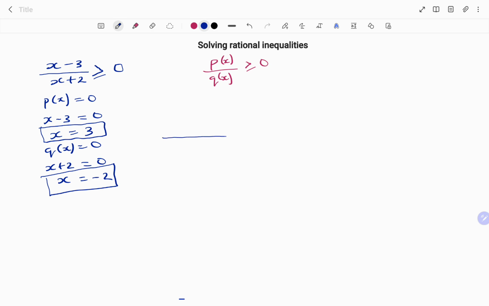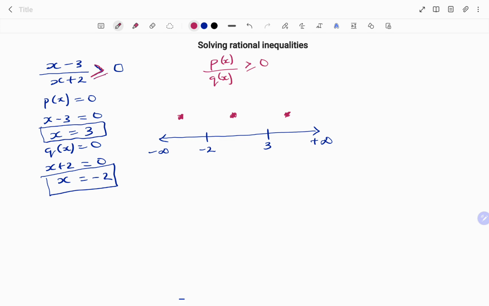If we have a number line, this is negative infinity, this is positive infinity. We have the points, or the solutions we got, x equals minus 2 and x equals 3. Because the inequality says greater than or equal to 0, we are looking for points on the number line that are greater than or equal to 0. We have three regions to test: the first region, the second region, and the third region.